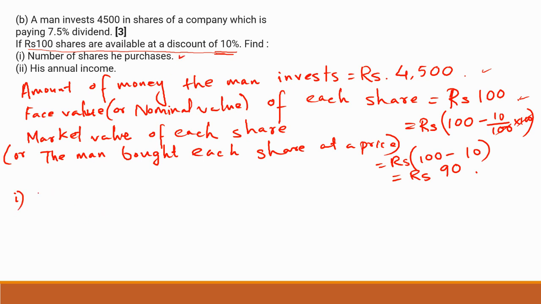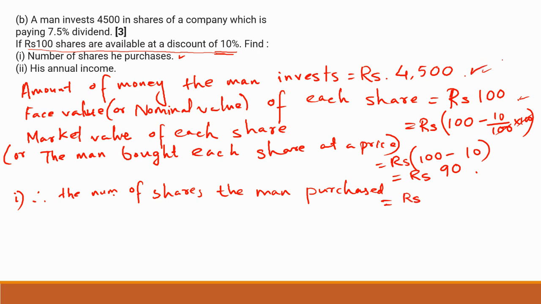Therefore, now you come to the actual question. What is the number of shares he purchased? Therefore, the number of shares the man purchased equals rupees, how much money he invested? 4,500. He invested 4,500 and he is buying each share at a price of 90. So when you divide it, the rupees get cancelled. This is a number.